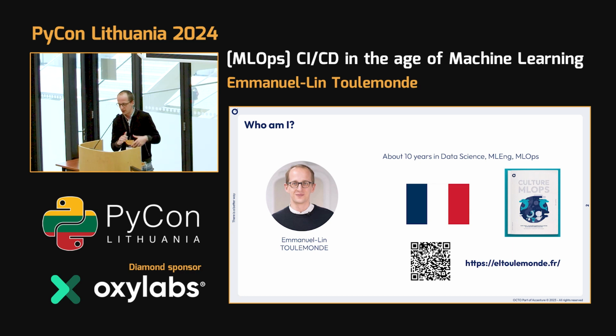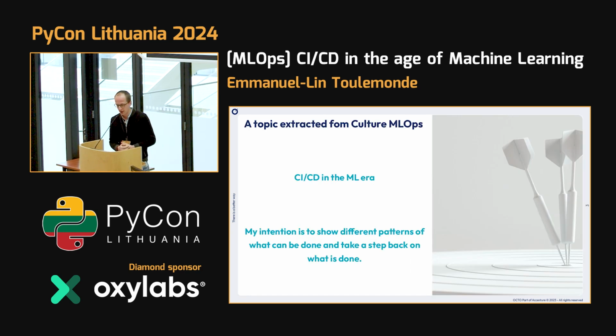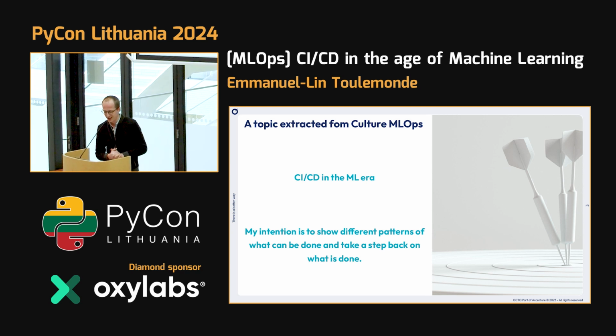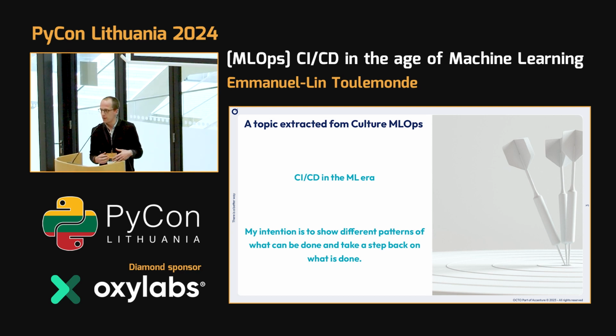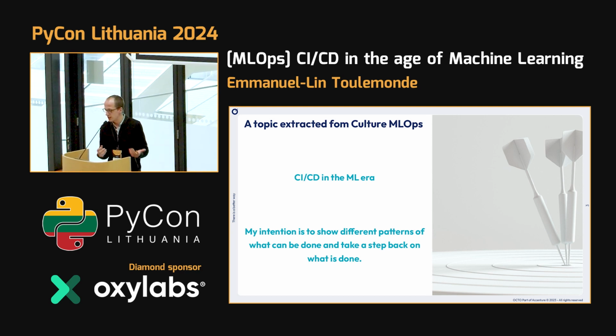About MLOps and about a lot of stuff. And I want to talk about one thing in particular, which I talk about in this book. It is CI/CD for machine learning. And my intention is to take a bit of a step back from what we might do in our projects and to see how we could do it maybe differently, or the patterns that we are using.